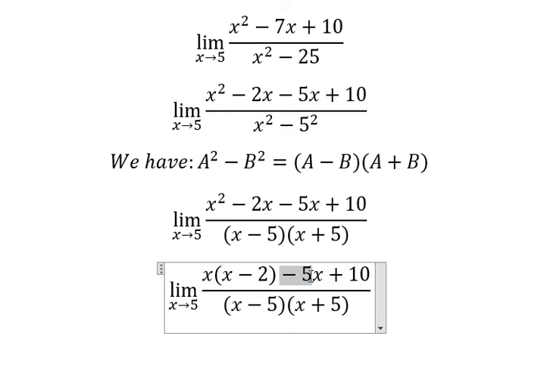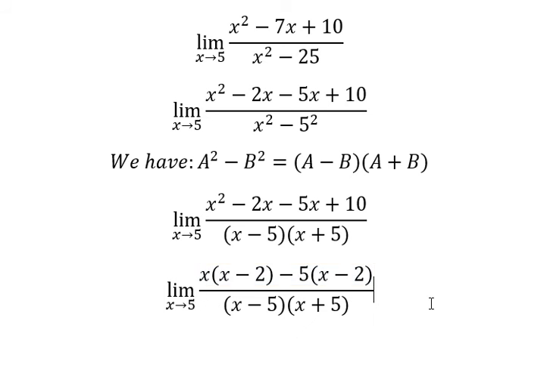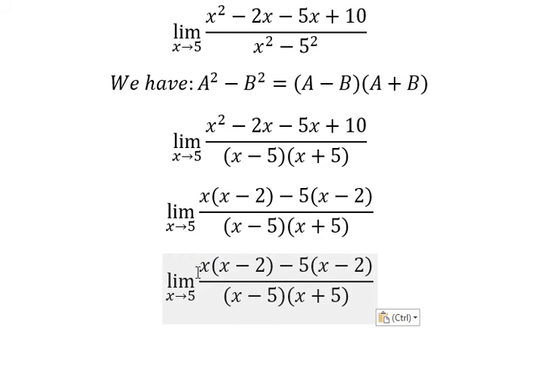We have negative number 5 and number 10. We can do another factorization by negative number 5. So we have s minus 2. We can do factorization.